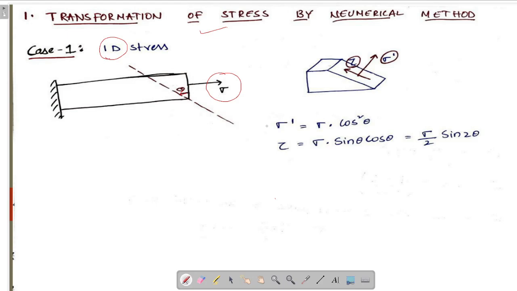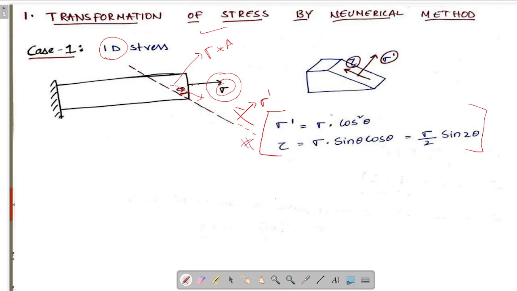Okay, we will be getting normal stress, sigma dash, as sigma cos square theta and shear stress as sigma sin theta cos theta. We get this if we take components of this force in normal direction and shear direction. This is stress. Finding force like sigma into area, and dividing it in normal direction and shear direction, we will be getting this formula. Derivation is not that important, but we should remember these formulas.